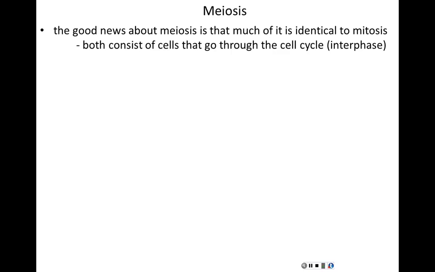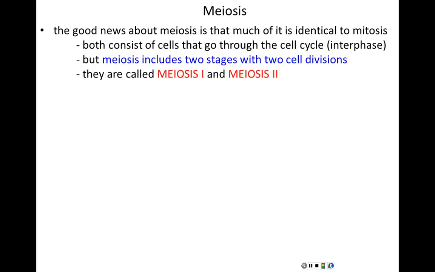Now, logistically, from the student perspective, the good news about meiosis is that much of it is identical to mitosis. Both of these consist of cells that go through the cell cycle. So both meiosis and mitosis have cells that are coming out of interphase. Meiosis includes two stages with cellular divisions. You'll see why in just a second. We refer to them as meiosis I and meiosis II. Meiosis I is referred to as a reductive division. Something is being reduced. Maybe you can guess what it is.